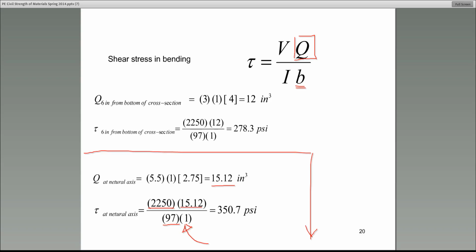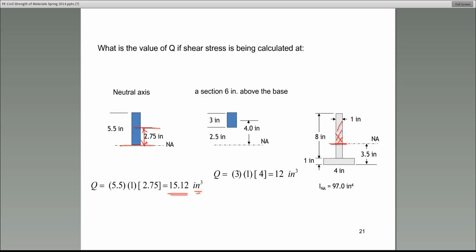Now, the second part of this problem says, could you please find the shear stress at a section 6 inches from the bottom? Mary is asking, is Q the absolute value? Yes, we don't need to have plus or minus signs.